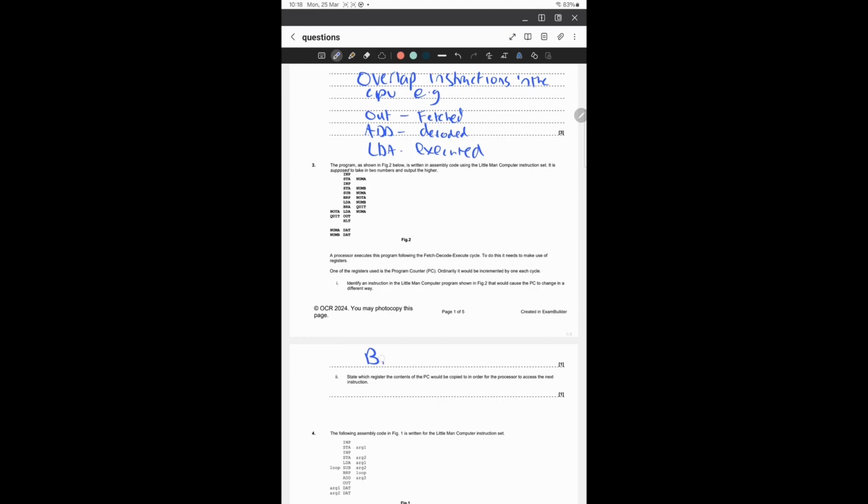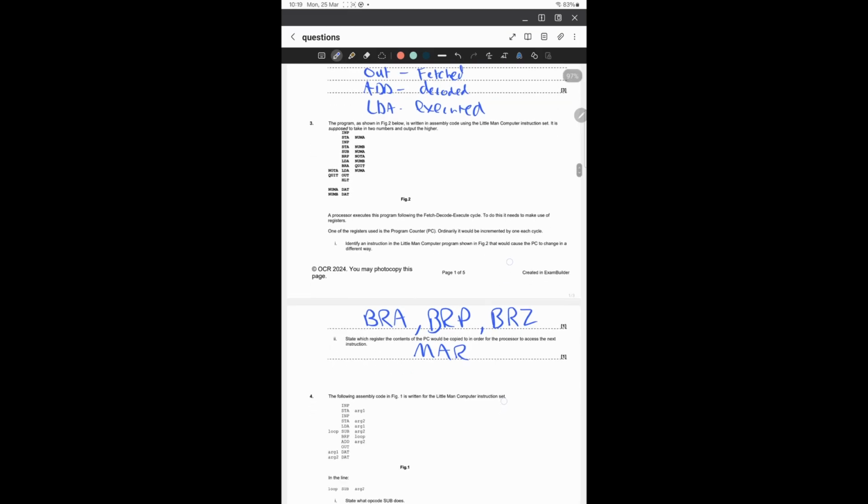So that could be BRA, BRP, or BRZ. Only one of those, but any of them. Then state which register the contents of the program counter would be copied to in order for the processor to access the next instruction. Well, that's the location. So the register that stores the location is the memory address register. So we'll just put in MAR there.